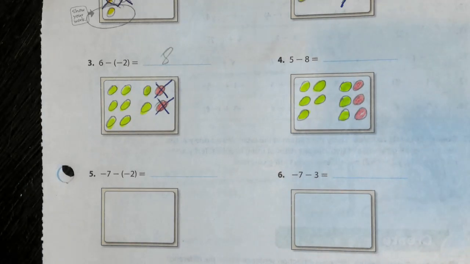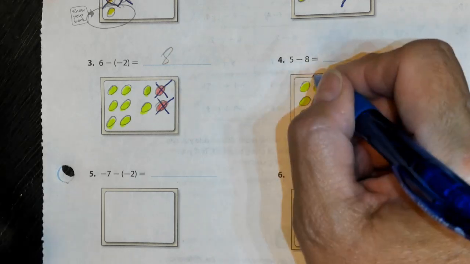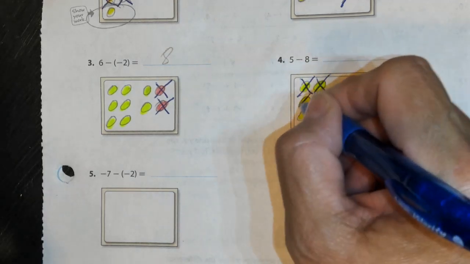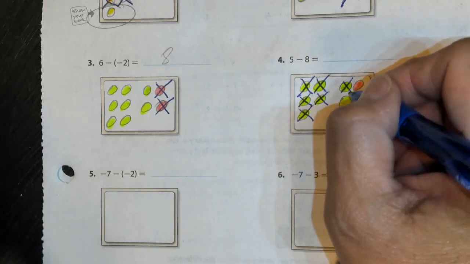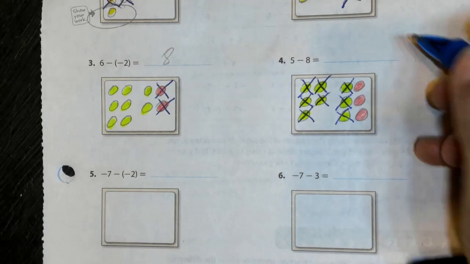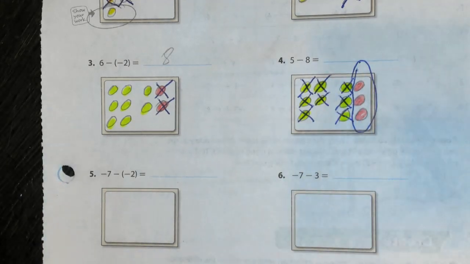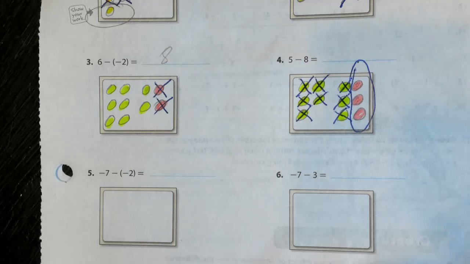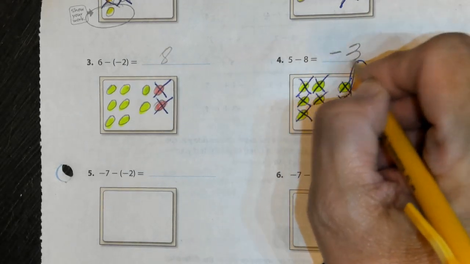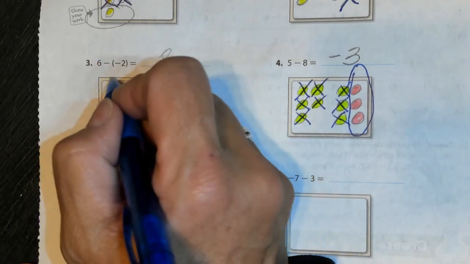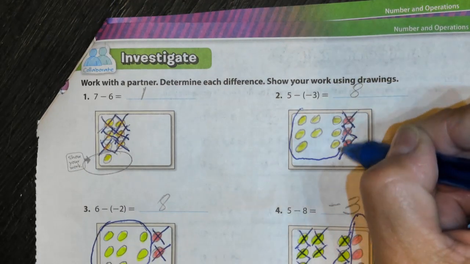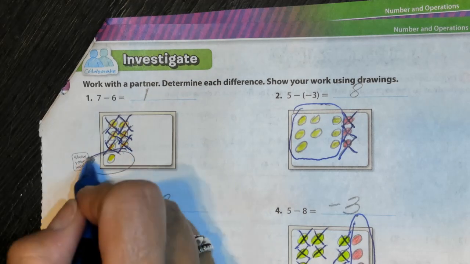And so now we're going to have to take away those 8 positives. So that's 1, 2, 3, 4, 5, 6, 7, 8. And our answer is -3. We have 3 negatives. You know what? I should have circled our answer over here, where we had +8. And up here we had +8. And I did circle it there.